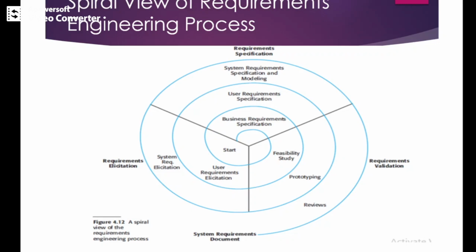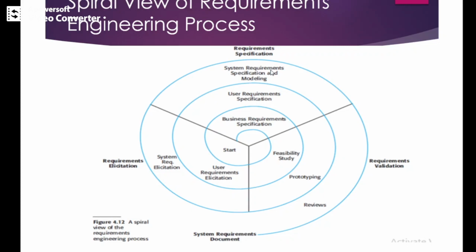We can see here, early in the process, when I start from here, most effort will be spent on understanding high level requirements. Business requirements are nothing but high level business and non-functional requirements. That is the start. And also the user requirements for the system. Later in the process, in the outer rings of the spiral, more effort will be devoted to eliciting. So where is your eliciting? Here. Eliciting the requirements and understanding the detailed system requirements.